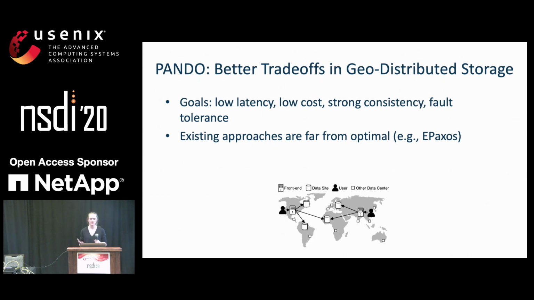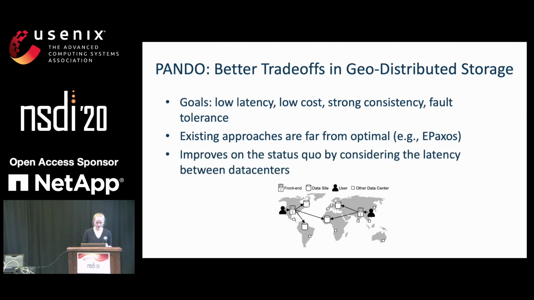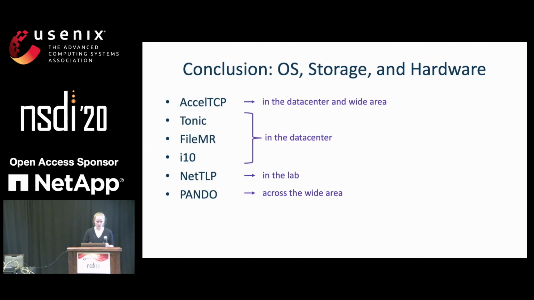And so what the authors of this paper point out is that existing approaches are very far from optimal. So ePaxos is one of the state-of-the-art replication protocols in this space, and they say it is far from optimal. Unfortunately, I don't have enough time to give you a background on ePaxos in this session. And so what the authors do here is they improve on the status quo by considering the latency between data centers, and they leverage this information in order to create replication protocols that better optimize for these different trade-offs. So to summarize, there's 6 different papers in this session that talk about the data center, prototyping, and the wide area, and I encourage you to attend the session to learn more.